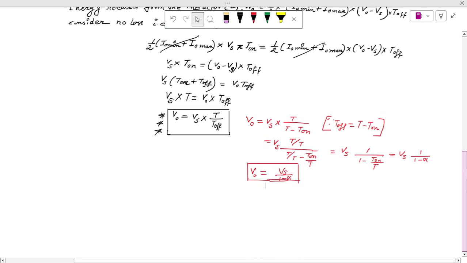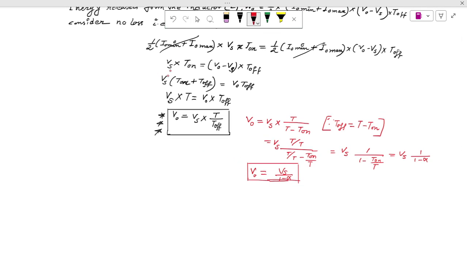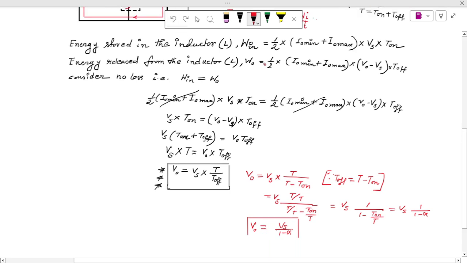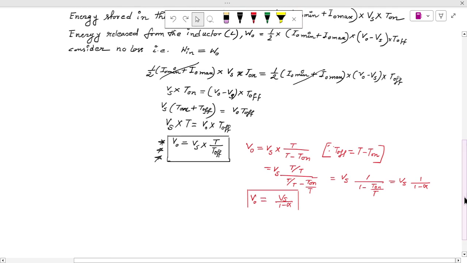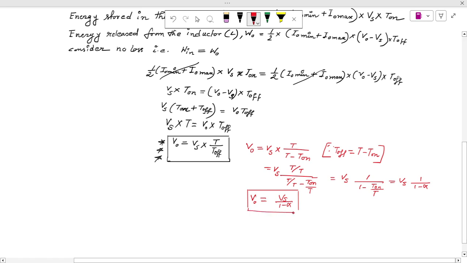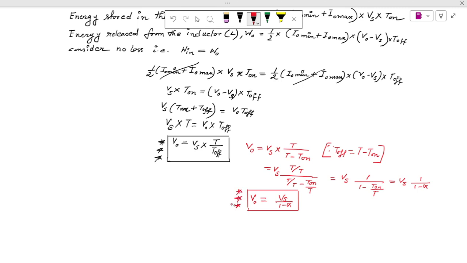So this is all about the derivation. Keep it inside the box. This is also very important. You can give 5 stars.